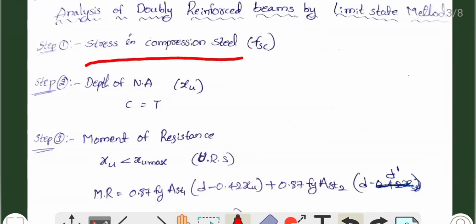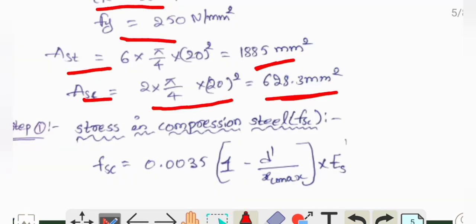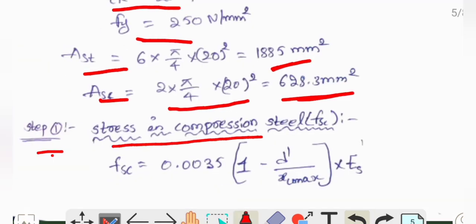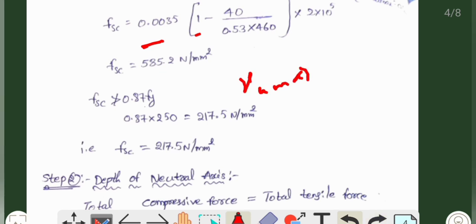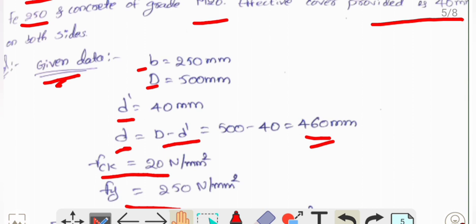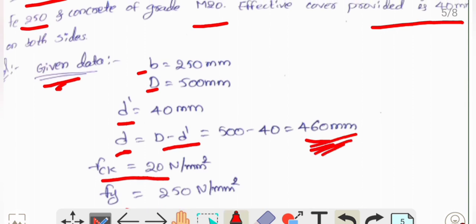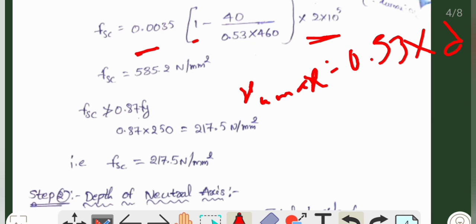First step is the stress in compression steel. fsc equals 0.0035 into 1 minus d dash by xu max into Young's modulus of steel. Substitute all the values in the formula. fsc equals 0.0035 into 1 minus d dash, which is 40, by xu max, which for Fe 250 grade steel equals 0.53 into effective depth, that is 460 mm, into Young's modulus of steel, we know 2 into 10 to the power of 5 Newton per mm square. By solving this, we get fsc equal to 585.2 Newton per mm square.